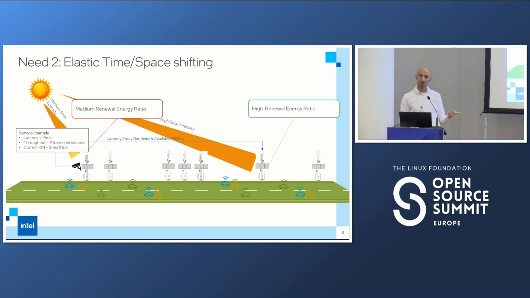So the battery is fully charged, the compute is already satisfied with the energy, so maybe you're throwing away like 100 watts at that edge. So what you can elastically do is decide, okay, I can move the service that is processing this stream from the first roadside unit to the second one. That's what we call the elastic time and space shifting. So these two needs are the ones that we're going to be talking about for the rest of the presentation.